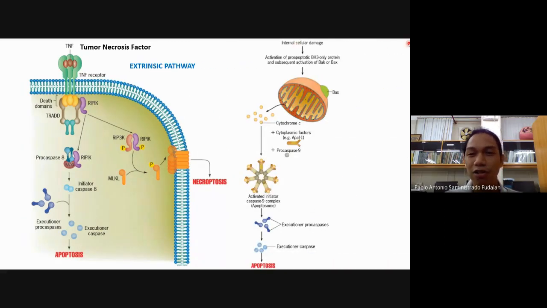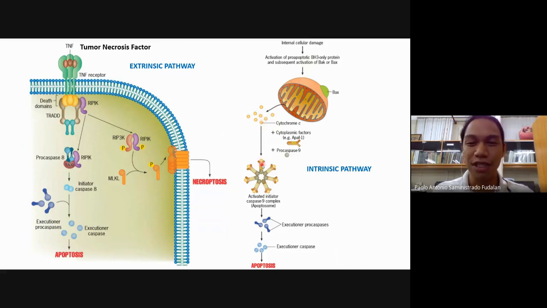But there is also an intrinsic pathway. Okay, and this intrinsic pathway, if there is cellular damage, there will be signals that will cause the mitochondrion of the cell to leak, to release cytochrome C. If you can remember cytochrome C, di ba, katong sa cellular respiration, sa mitochondria siya makitaan. So mag-leak, mugawas ang cytochrome C.